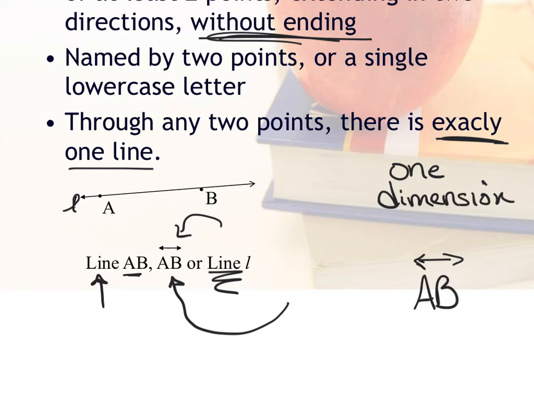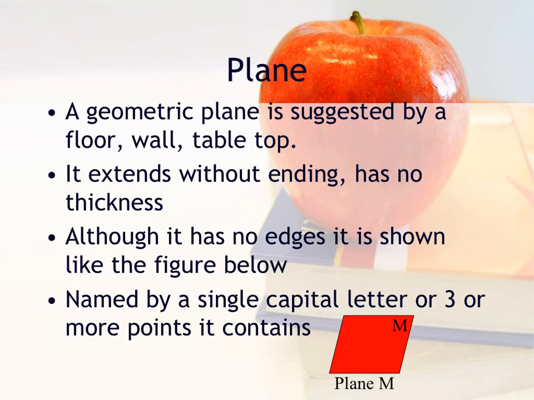Pretty good on the line slide. Let's go on to planes. So a geometric plane is suggested by a floor, a wall, or a tabletop. So when I'm in my classroom and I'm trying to demonstrate an intersection of 2 planes, I talk about like the ceiling and a wall. And then where the ceiling and the wall meet, that's going to be their intersection. So a plane is usually represented by a rectangle. So you could represent a plane this way.